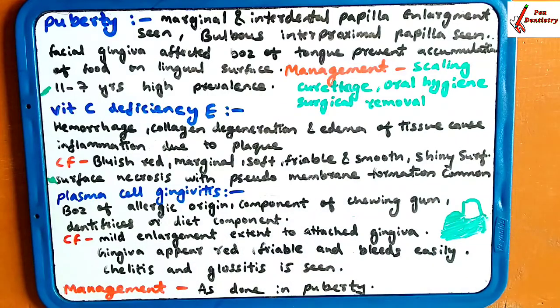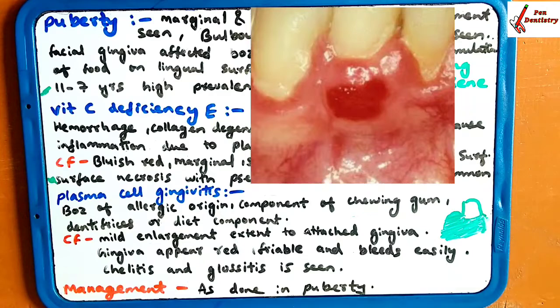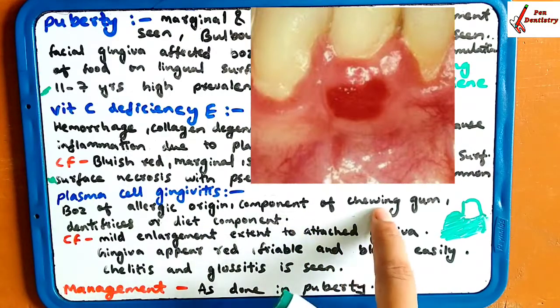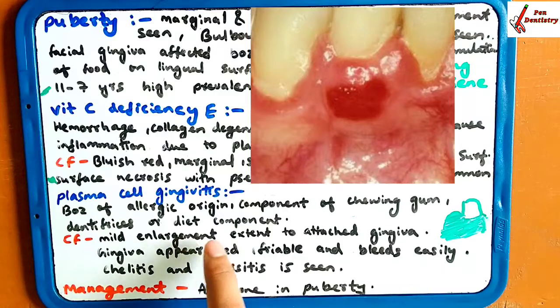The next one is plasma cell gingivitis. What happens here? It is of allergic origin. It is caused by allergy to components present in chewing gum, dentifrice or diet components. If you are using chewing gum, diet components or dentifrice, the component present in that causes the allergy, and this causes the enlargement of the gingiva.